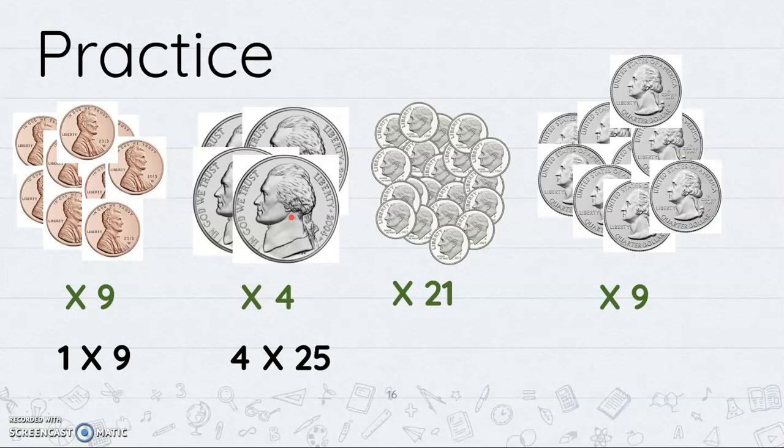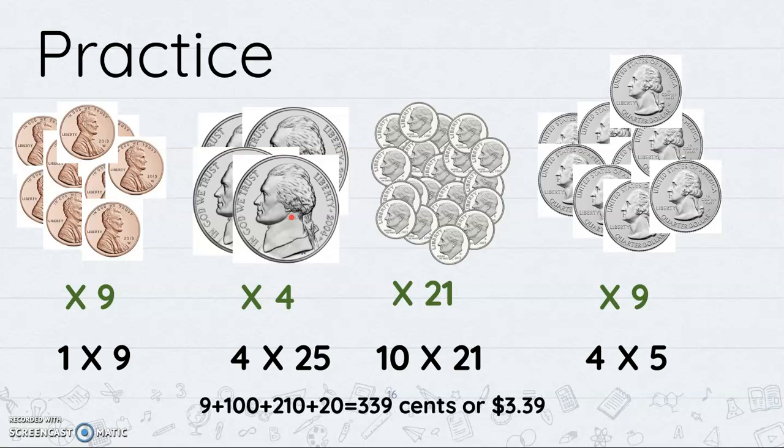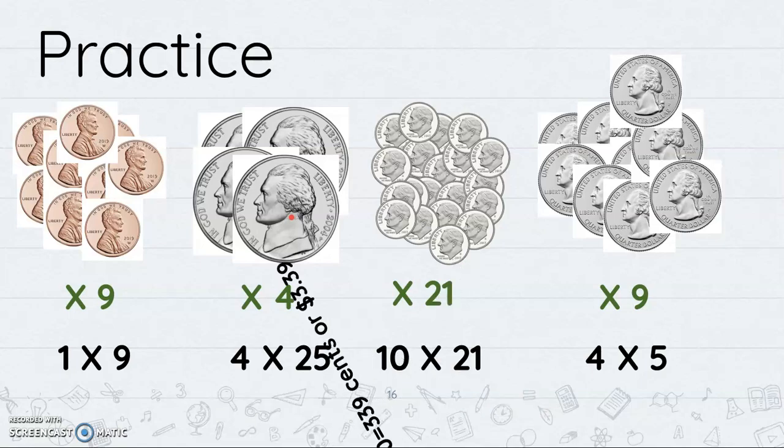Then we know that the dimes are worth 10 cents, so we multiply 21 dimes by 10 cents, so we get 210 cents. Lastly, we know that nickels are 5 cents, so we multiply 9 nickels by 5 cents, which totals to 45 cents. Now we add up all the values together, and what do we get? We get 339 cents. And if we want it in dollars, we divide it by 100, and we get $3.39.